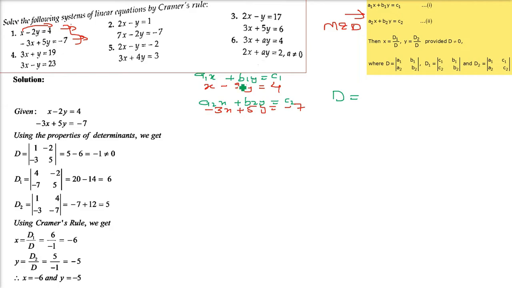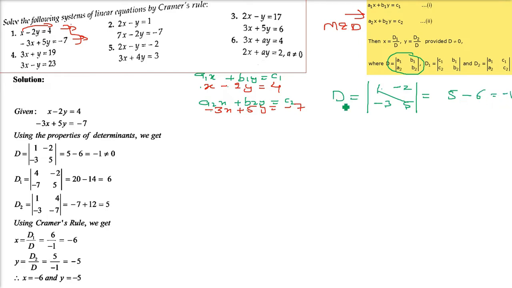So the determinant D will be a1, a2, b1, b2. When we find D1 and D2, we will replace the first column and second column respectively. First is the basic determinant D: a1, a2 is 1 and minus 3, then b1, b2 is minus 2 and 5. So the value is 5 minus 6, which is going to be negative 1.